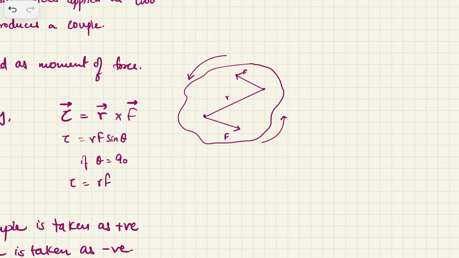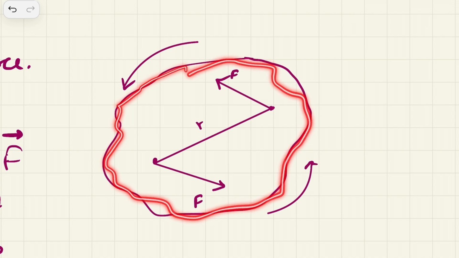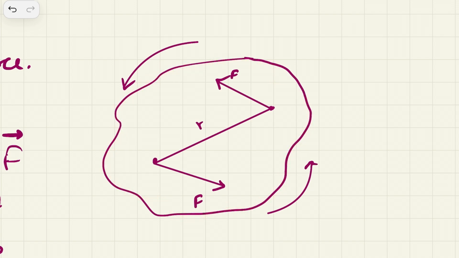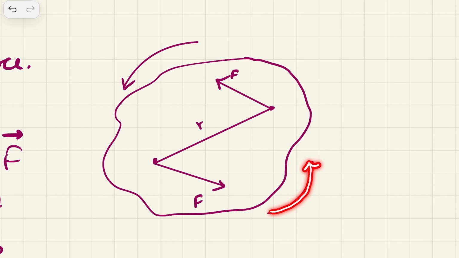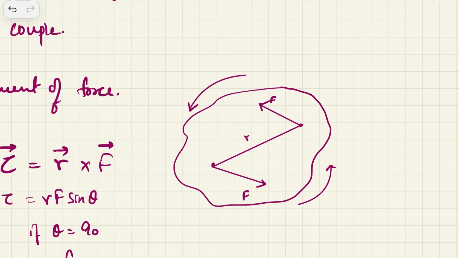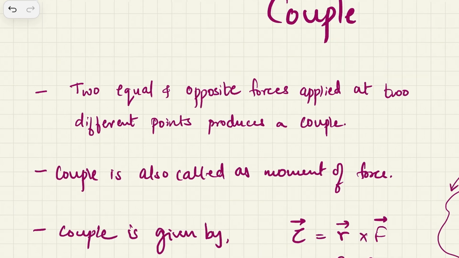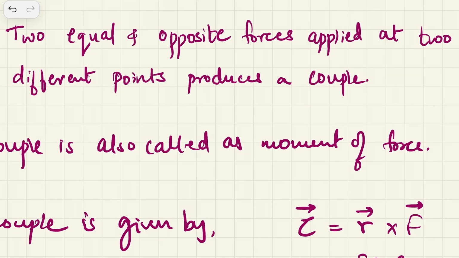Suppose I have a rigid body, which is not going to change its shape and size, and I apply a force at two different points, one point here and another point here, one force going in this way and the other going the other side. They should be equal and oppositely directed. Then you will find that the body moves in a rotational motion. This is what is called a couple. So two equal and opposite forces applied at two different points produce a couple.